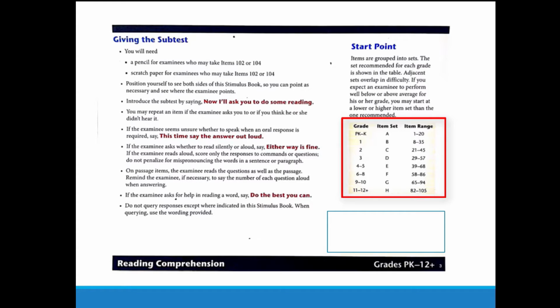Set F is the recommended starting set for students in 6th, 7th, and 8th grades and includes items 58 through 86. Set G is the recommended starting set for 9th and 10th grade and includes items 65 through 94. Set H is the recommended starting set for 11th grade and up and includes items 82 through 105.